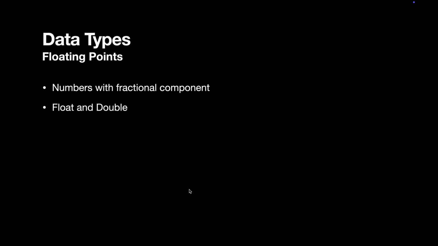Again, we have two types of floating points. One is float and the other is double. We have two different types because they have different kinds of precision. Precision means the accuracy with which we can represent a fraction. We say we can represent a fraction up to a certain number of decimal places. So the higher the accuracy, the higher the precision, the more decimal places we will have in the fractional component.